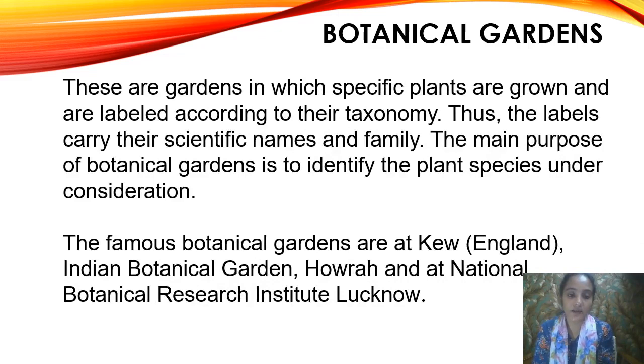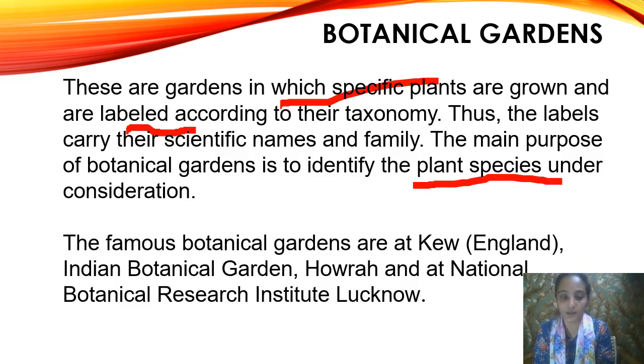So let's see the characteristics of the botanical garden. These are gardens in which specific plants are grown and labeled according to their taxonomy. The labels carry their scientific names and the family, and the main purpose of this is to identify the plant species under consideration. I've given you some examples of botanical gardens: the botanical garden at Kew, England, the Indian Botanical Garden at Howrah, India, and the National Botanical Research Institute, Lucknow, in India. So these are some of the famous botanical gardens.